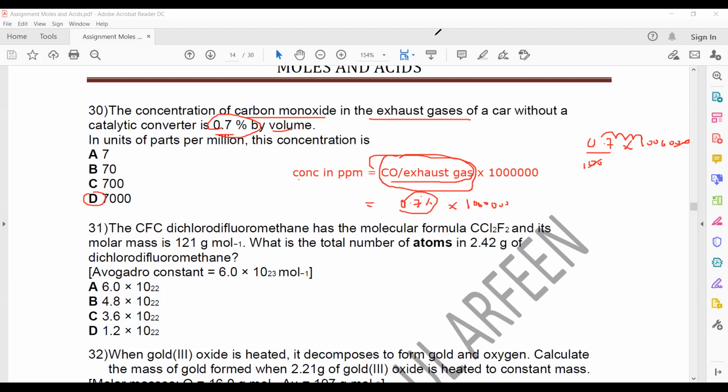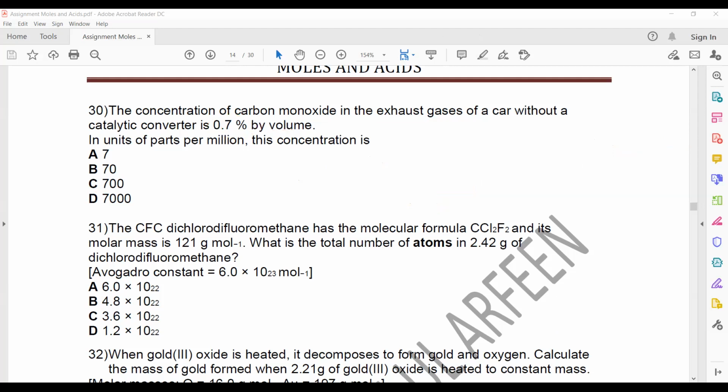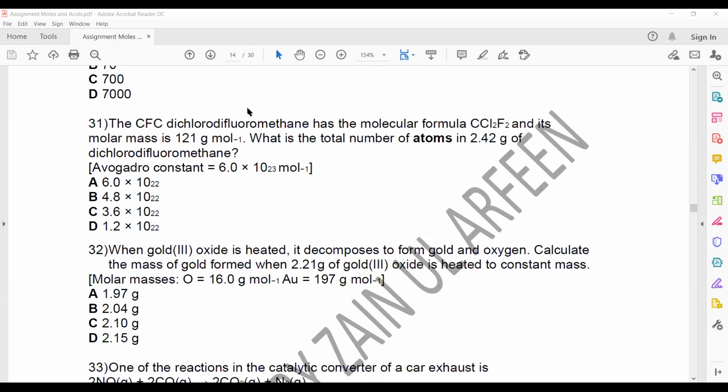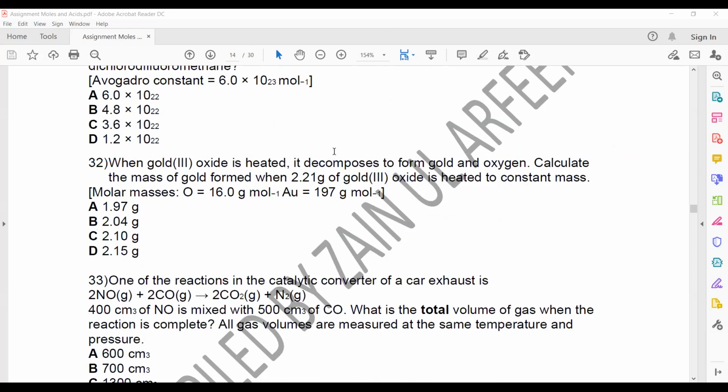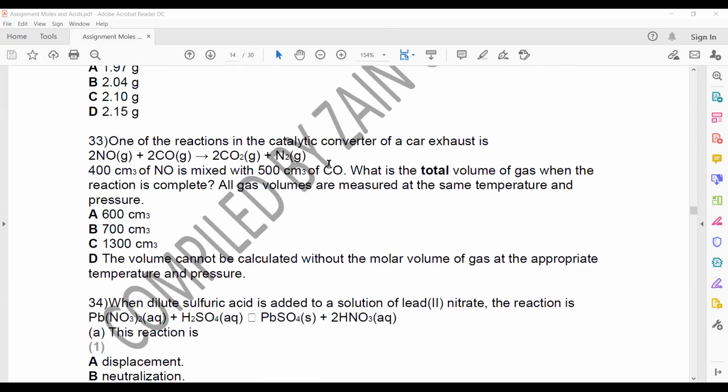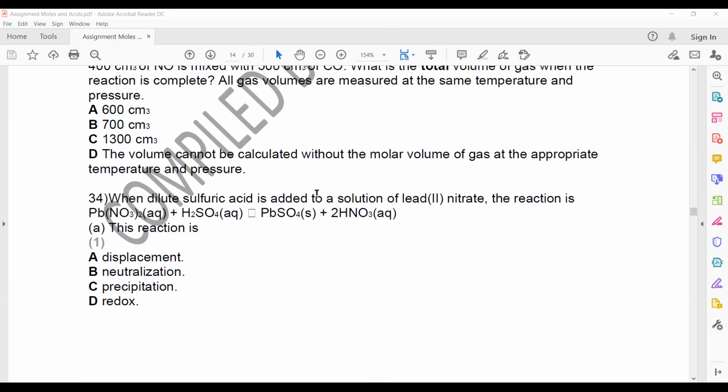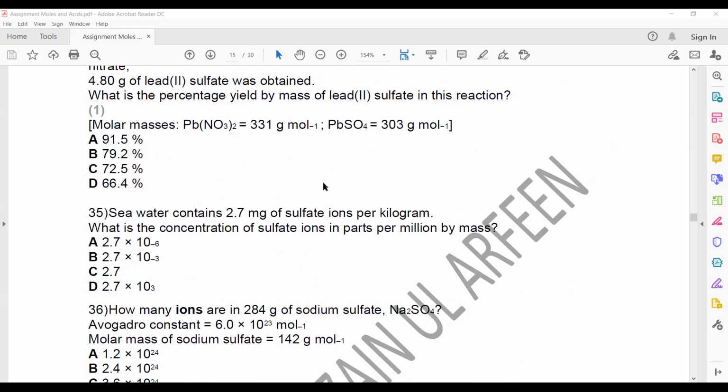Tomorrow I will continue, meaning next class I will continue this moles and acid topic. I will share this file with you, but you cannot solve all the questions right now. Only specific questions, on the topics which we discussed today, moles and concentration in parts per million. Only those questions you will solve, and leave the remaining questions.